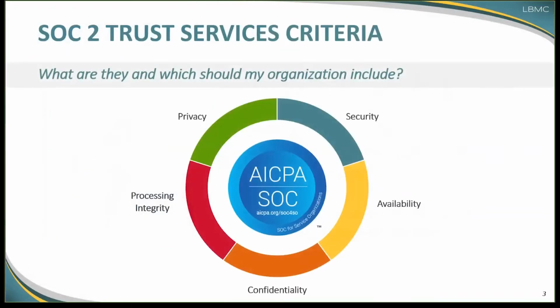So the 5 trust services criteria are security, availability, confidentiality, processing integrity, and privacy. Choosing which of these to include in the scope of your SOC 2 examination is an important decision, and it's a key step in the planning process. This decision is often based on the nature of the services that are provided, any contractual obligations with customers, or sometimes the organization's budget for the SOC report. Let's step through each of the trust services criteria to give an overview of each and when it's appropriate to use them.